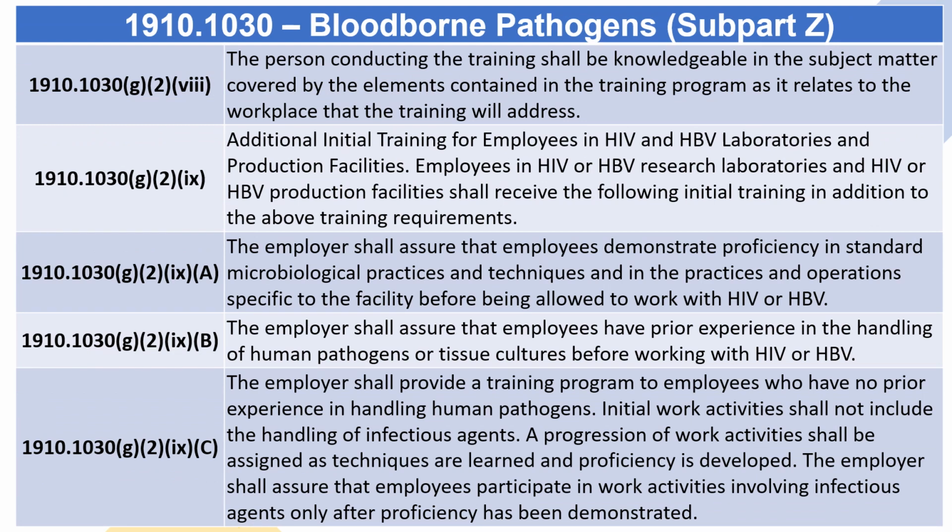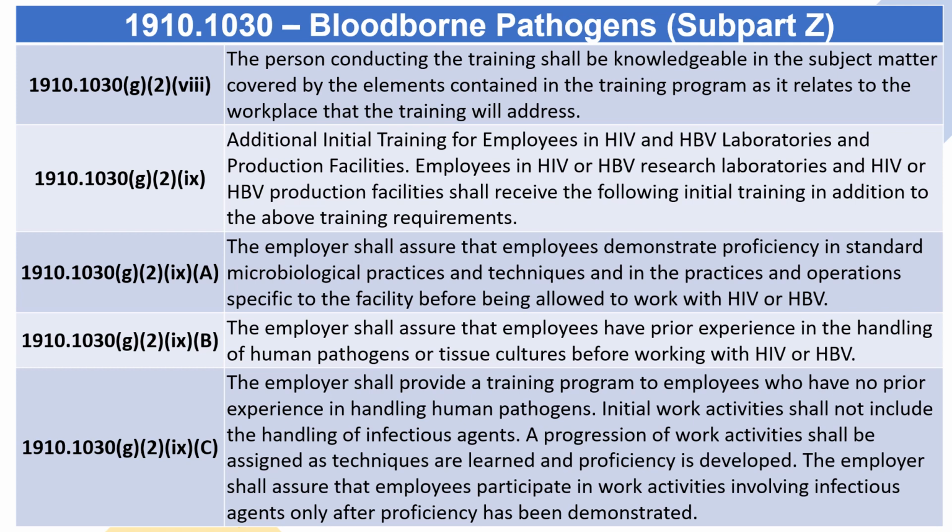1910.1030 G2 8. The person conducting the training shall be knowledgeable in the subject matter covered by the elements contained in the training program as it relates to the workplace that the training will address. 1910.1030 G2 9. Additional initial training for employees in HIV and HBV laboratories and production facilities. Employees in HIV or HBV research laboratories and HIV or HBV production facilities shall receive the following initial training in addition to the above training requirements.